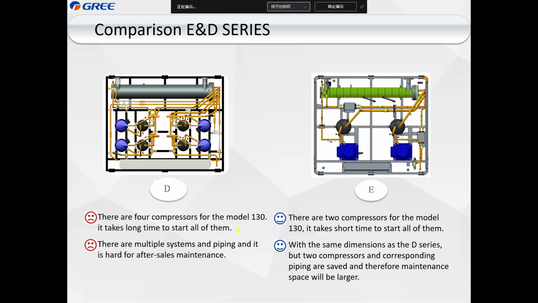And this one, you see, here I list the inside structure. For D series 130, there are 4 compressors: 1, 2, 3, 4. But for E series, it is 2 compressors. So during starting, E series starts quickly.